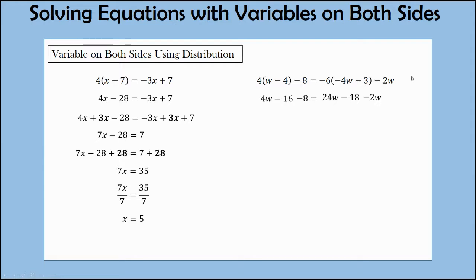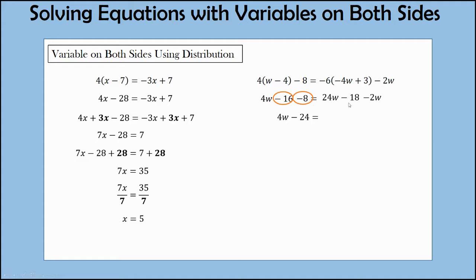All right, so once I distribute, I look at the left side of my equation. I got three terms, 4w, negative 16, negative 8. Can I combine any of these terms? Well, these two are like terms. They're whole numbers. So negative 16 and negative 8, right? That'll give me 4w minus 24 because that's a negative 24 and I put those two together. So now the left side has been simplified.